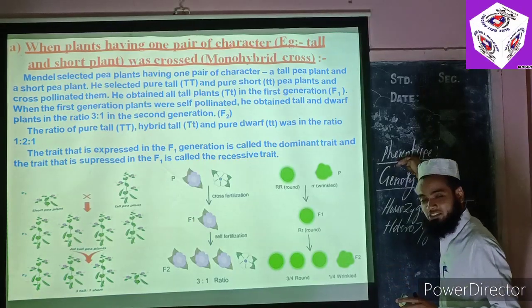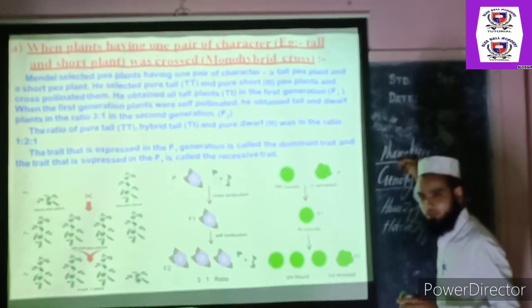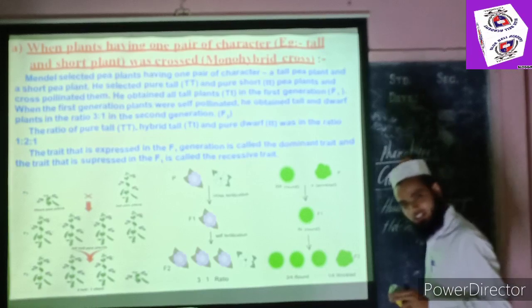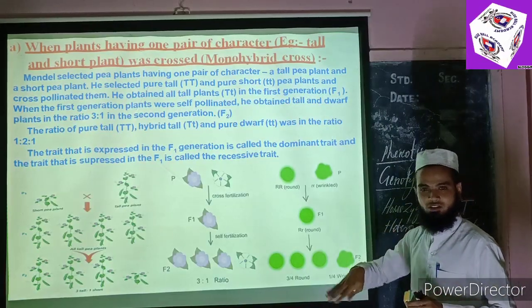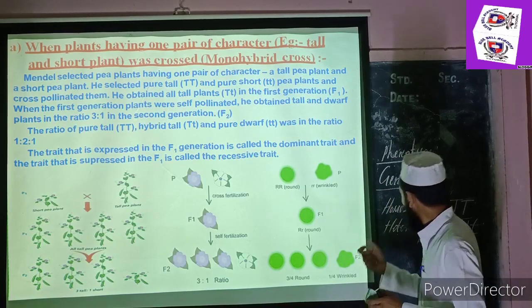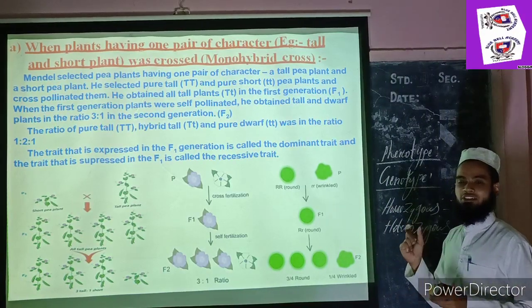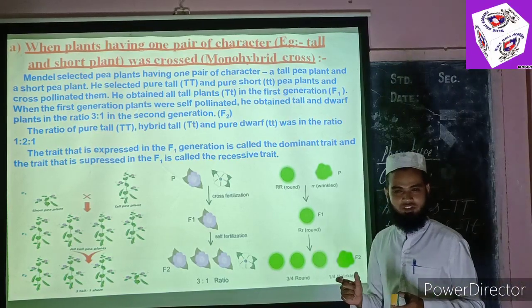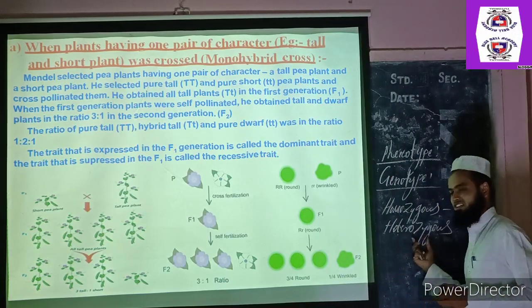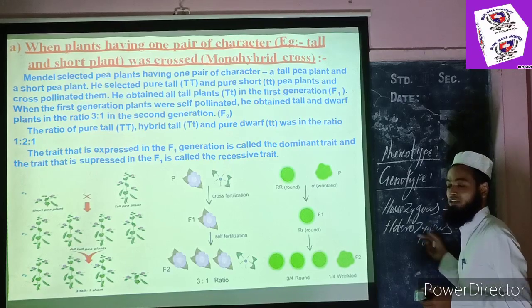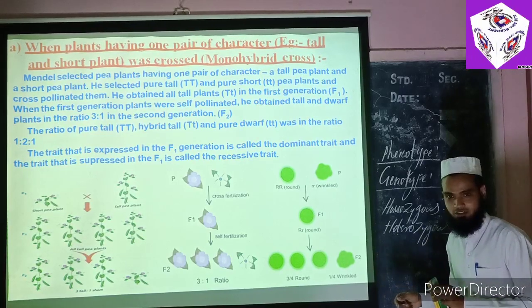One is phenotype. Phenotype means the external appearance of an organism, or external characters of an organism. Genotype means the genetic constituent or genetic makeup of an organism. Then homozygous: if the characters are represented by similar pairs of genes, it is homozygous. If the characters are represented by dissimilar pairs of genes, then it is heterozygous.